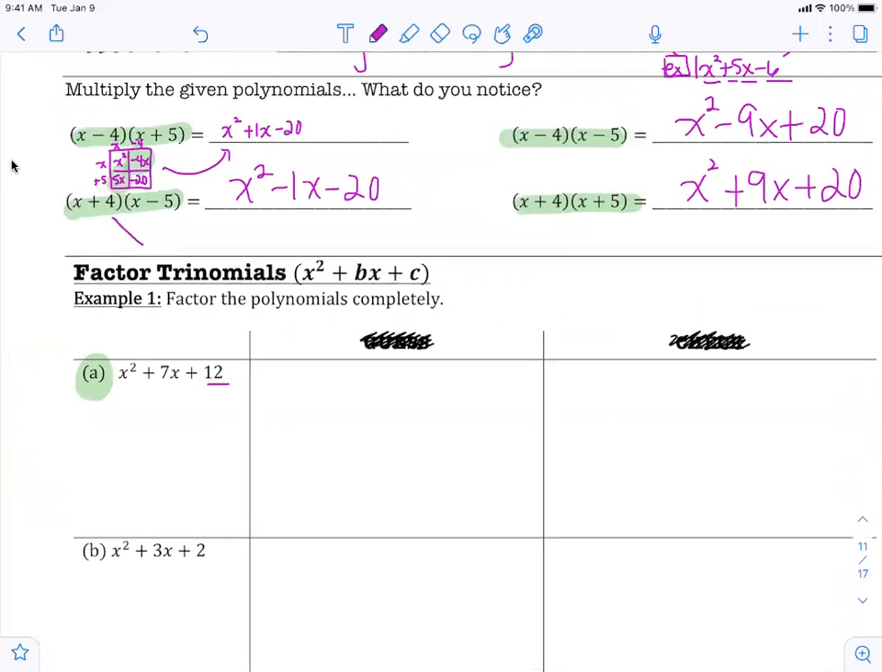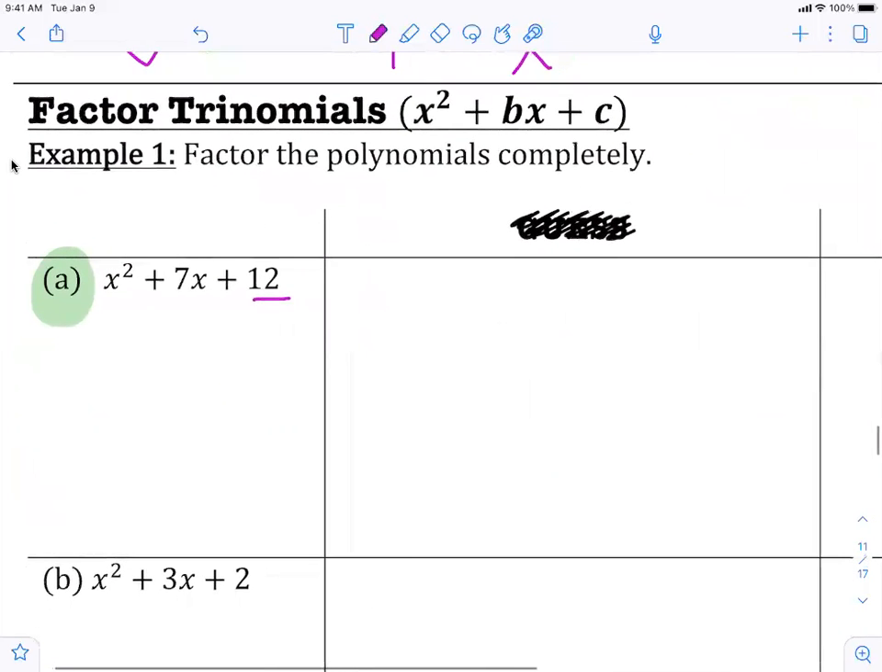If we look at the numbers that go in those second spots, they have to multiply together to give you the number that's on the end, but they have to add to end up being that number in the middle. So that's kind of where factor by grouping starts.